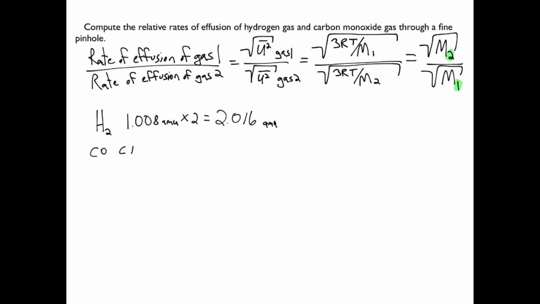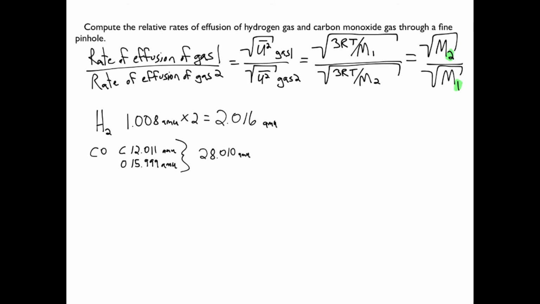For carbon monoxide, it's a little bit different, of course. Carbon has a molar mass of 12.011 atomic mass units. Oxygen has a molar mass of 15.999 atomic mass units, and adding all that up will give us 28.010 atomic mass units. So now we have our molar masses of each of those constituent components, and they can be plugged in to our equation that we can see up above.